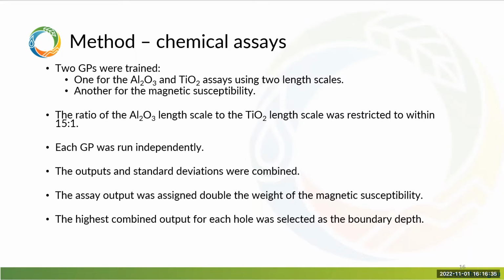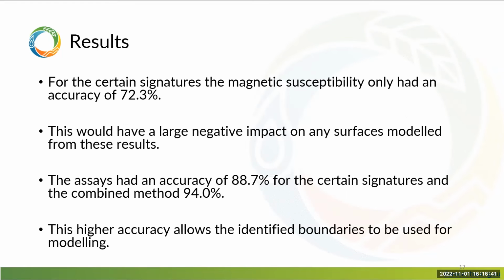The highest combined output for each hole was selected as the boundary depth and labelled as certain or uncertain using the rules I discussed before. Magnetic susceptibility on its own only had an accuracy of 72% for the certain signatures, which would have resulted in a large negative impact on any surface modelled from the data. For the assays, the accuracy improved to 88%. And when they were combined, the GP had an accuracy of 94% in the certain signatures. This is high enough that data was considered suitable for boundary modelling.